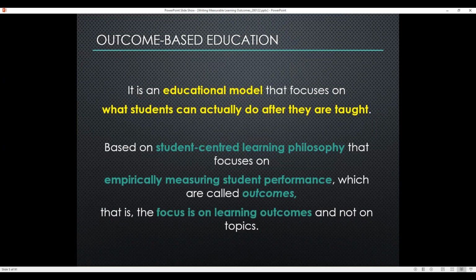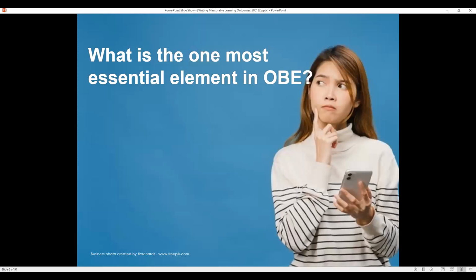So the whole idea of this outcome-based education is really focusing on the learning outcomes, not on the topics that you list out in your syllabus. Okay, all right. So this could be a major shift for many of us, because previously, most of us were taught very much on topic. But now, whenever you get your subject that you need to teach, you first have to look at the outcomes instead of the topics. And when you are assessing, you're also going back to the outcomes instead of the topics. Okay, all right. So what is the one most essential element in OBE then?